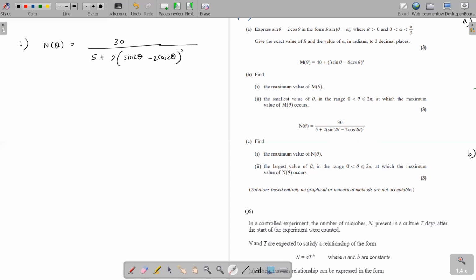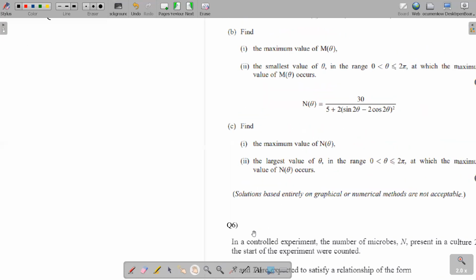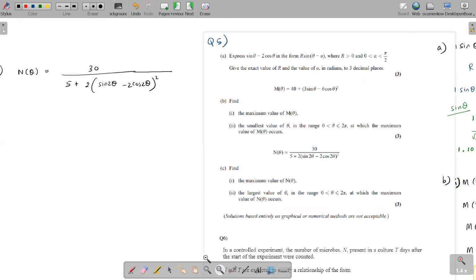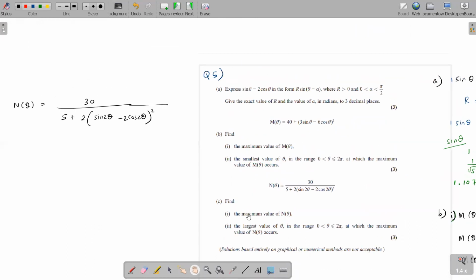So it's a square here, right? Can you all please check the PDF? Is it a square here? Yeah, it's a square. 30 over 5 plus 2 sine 2 theta minus 2 cos 2 theta, whole thing square. So there's a square here. Okay. So then what do they want you to do? Find the maximum value of N theta.